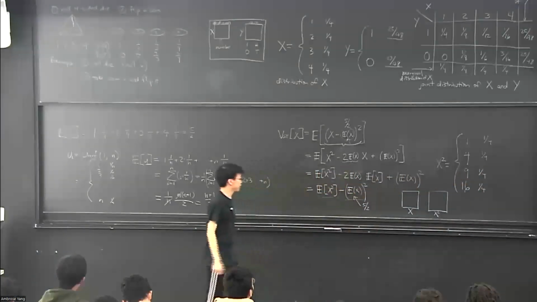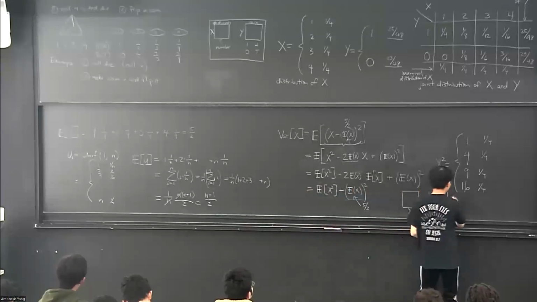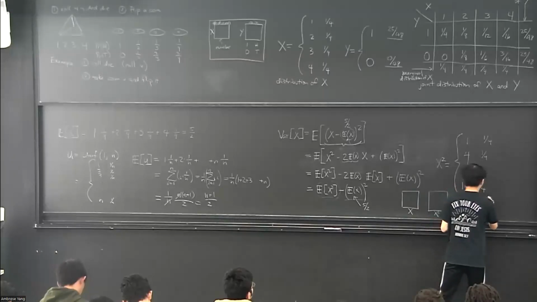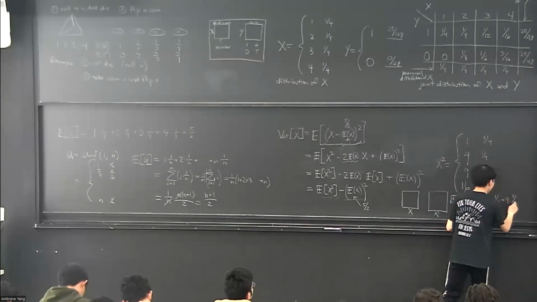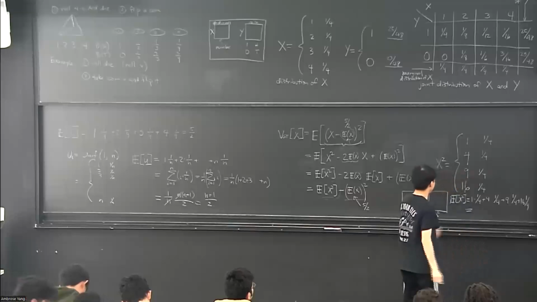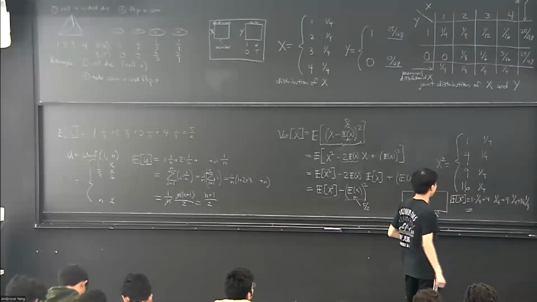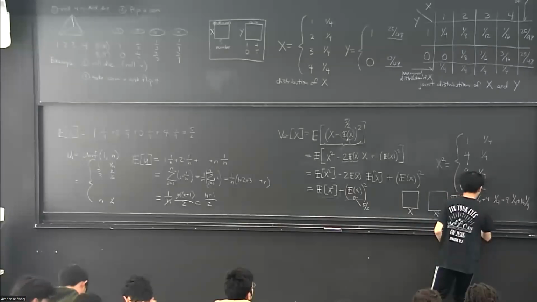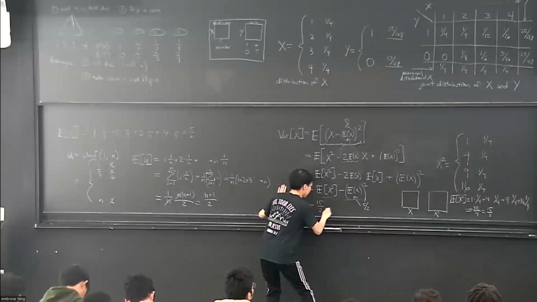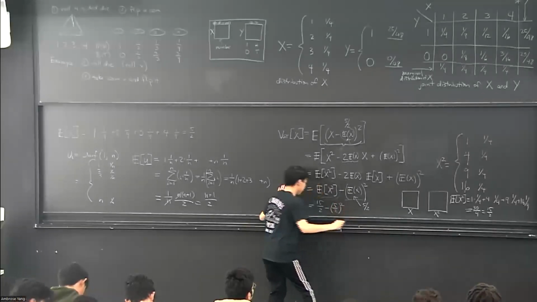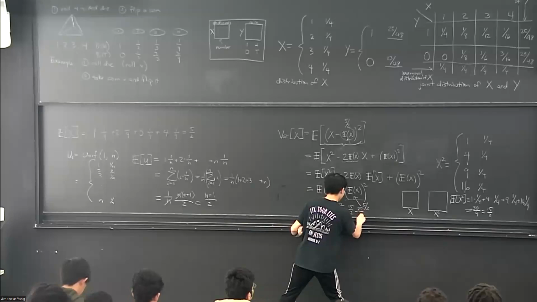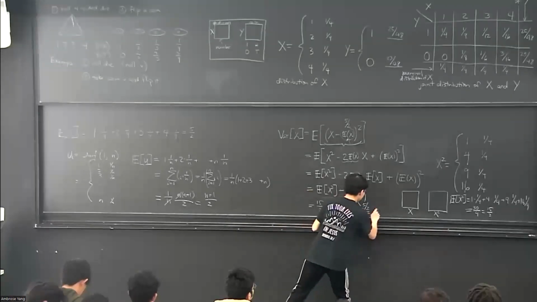What is now the expected value of x squared? The expected value of x squared is 1 times a 4th plus 4 times a 4th plus 9 times a 4th plus 16 times a 4th. And let's see, this is 1, 5, 14, 30. So this is 30 over 4, or 15/2. So this would be 15/2 minus 5/2 squared, and I can probably calculate this out. 15 over 2 minus 25 over 4. 30 over 4 minus 25 over 4, so this would be 5 over 4.